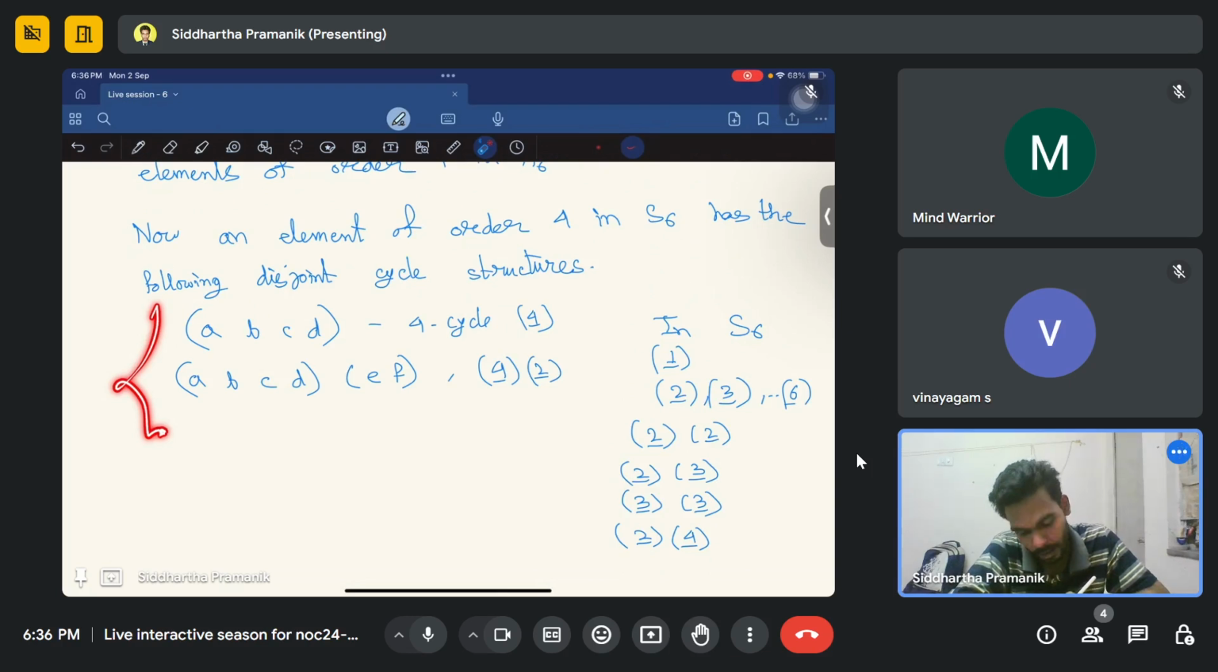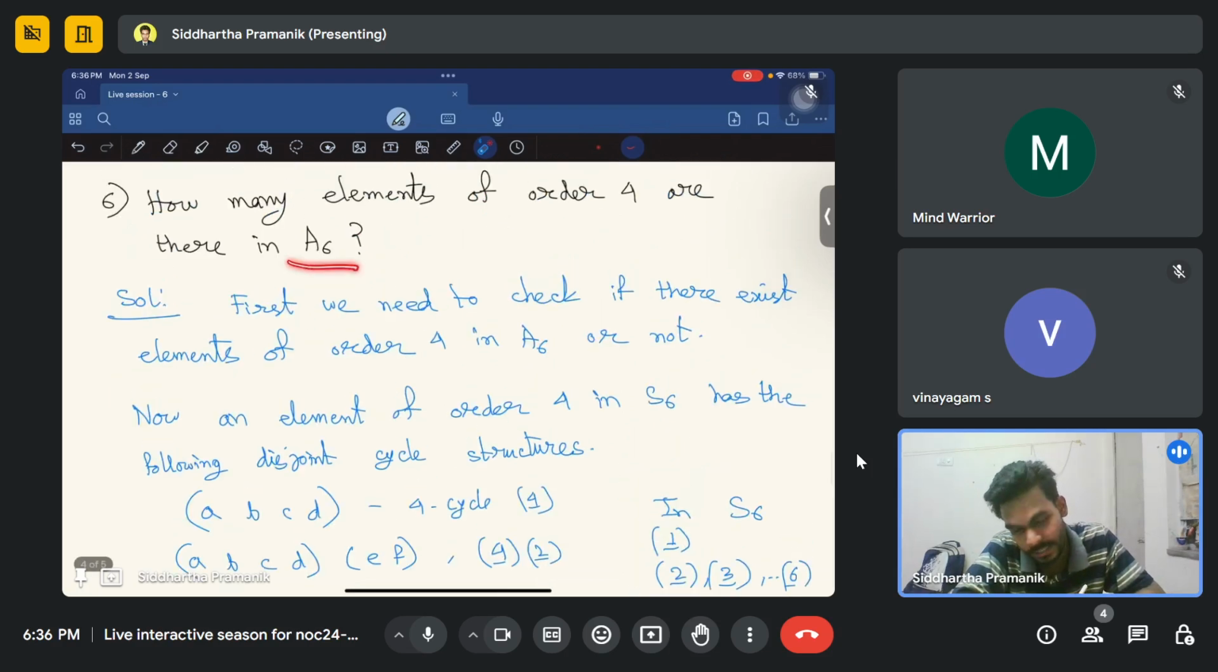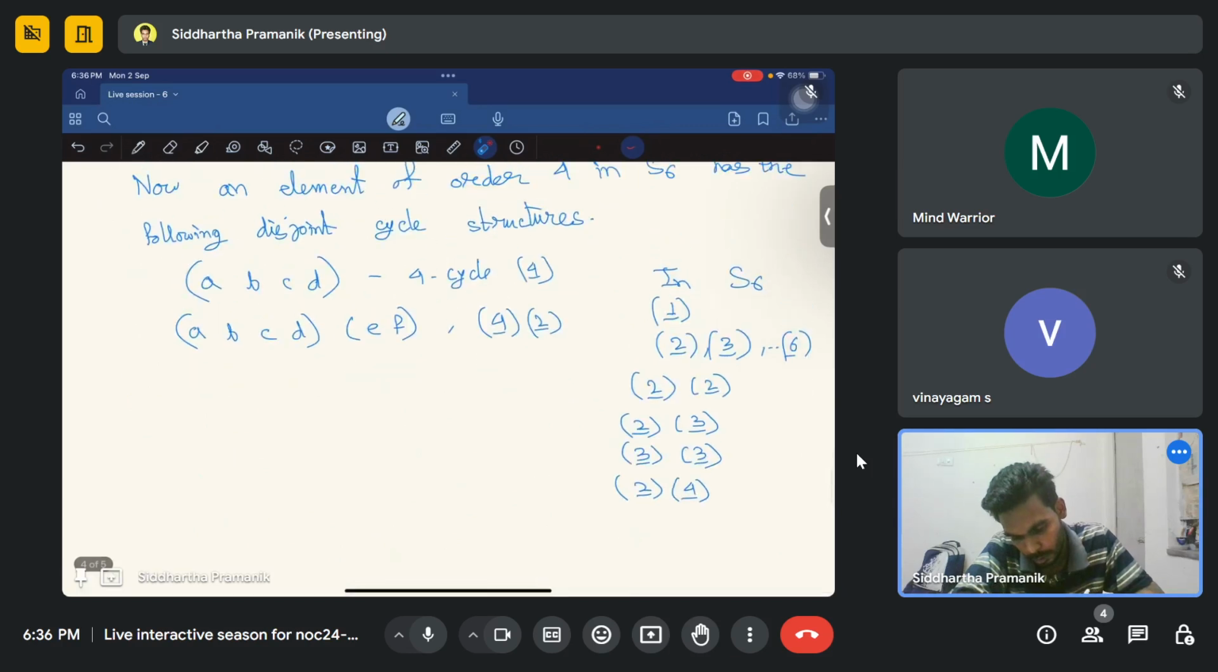But among these elements, which are in A6, meaning which are even permutations? Because we only need to count in A6, right? Now observe that a 4-cycle is an odd permutation. So this cannot belong to A6.